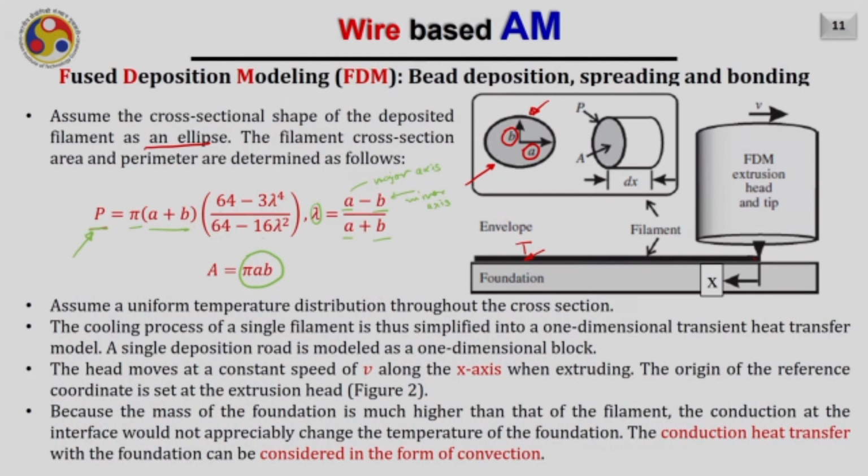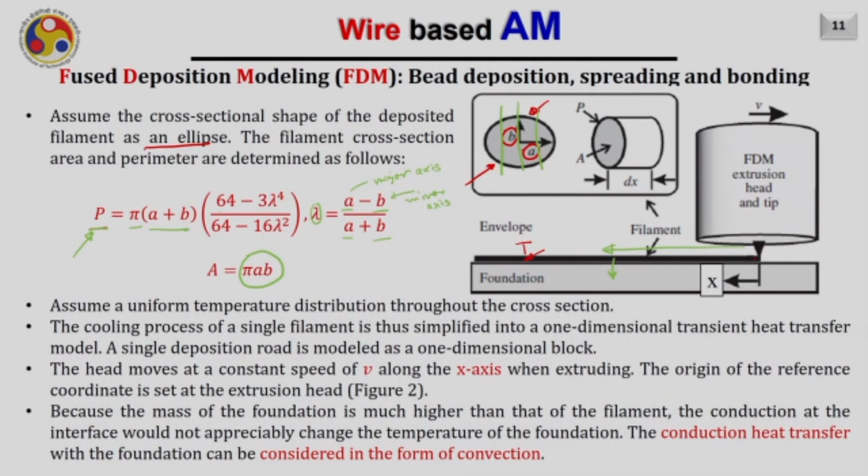Now let us also assume a uniform temperature distribution throughout the cross section of the bead, means the temperature does not change in the cross section, it is the same everywhere, while the temperature is definitely varying when you are depositing the material. So along the deposition length, the temperature is varying only. Therefore, the cooling process of a single filament is thus simplified into a one-dimensional transient heat transfer model. So the heat is only getting transferred in this direction.